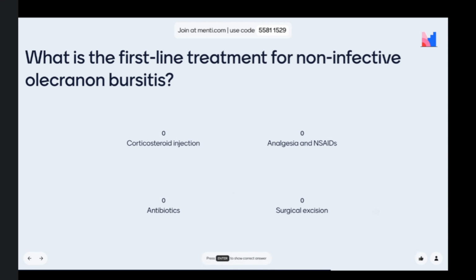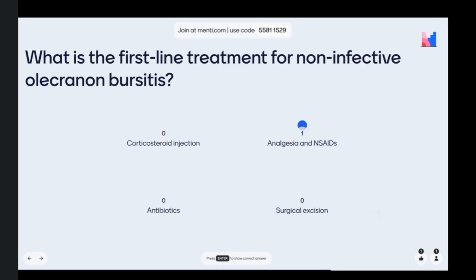So, what is the first line treatment for non infective olecranon bursitis? So, now you have your patient and you know it's a non infective bursitis. What will you choose for the treatment? Will you choose a corticosteroid injection, analgesia and NSAIDs, or antibiotics, or a surgical excision? Just think of it logically and then choose. And it's okay if you don't get it right. We are just learning here.